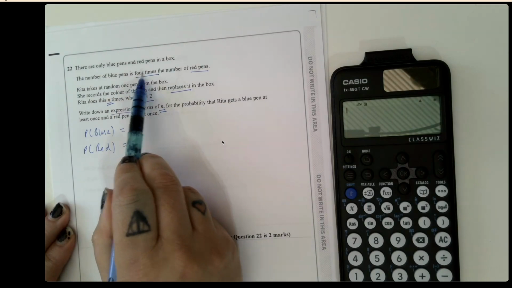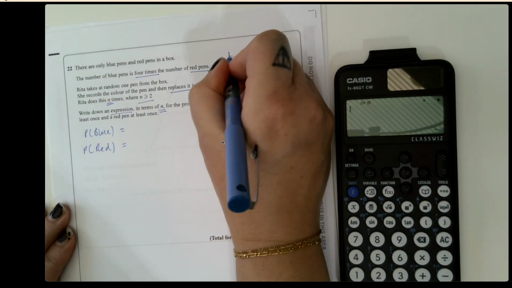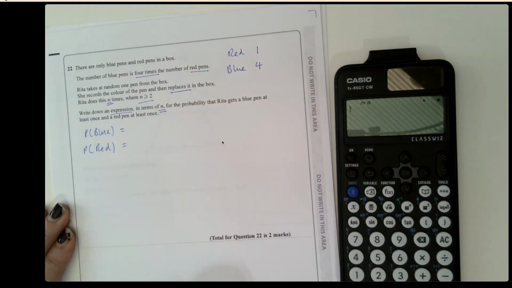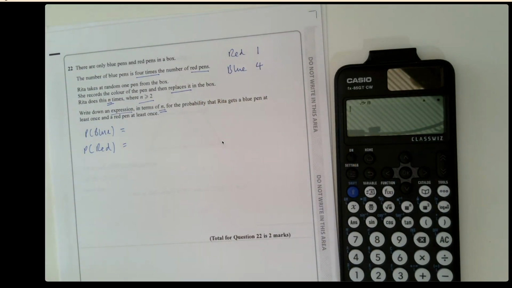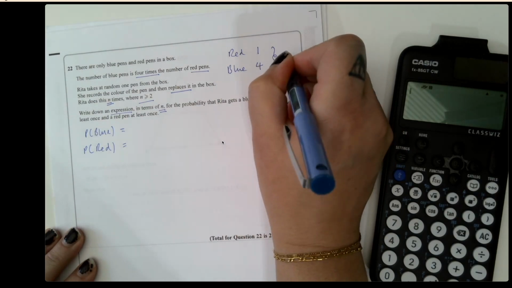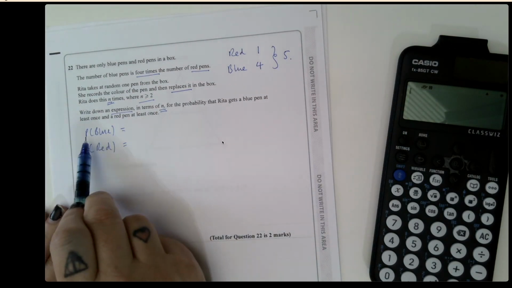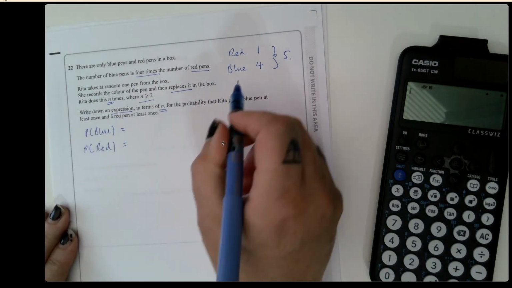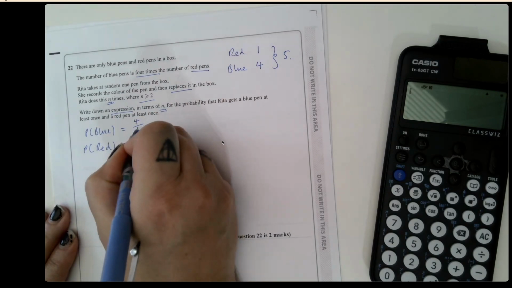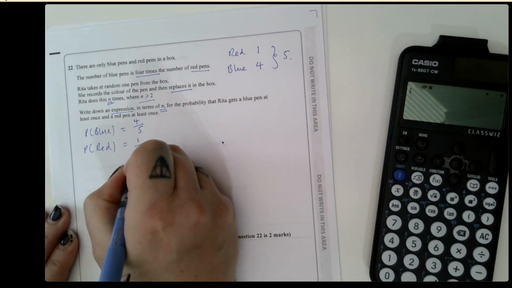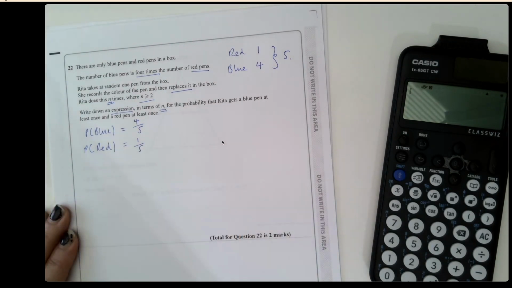So blue pens is 4 times the number of red pens. So if red pens was 1, blue pens would be 4 because 1 times 4 is 4. So we have a total of 5 pens here if red was 1. So let's go with that for now. So the probability of picking a blue pen would be 4 out of 5, and the probability of picking a red pen would be 1 out of 5.